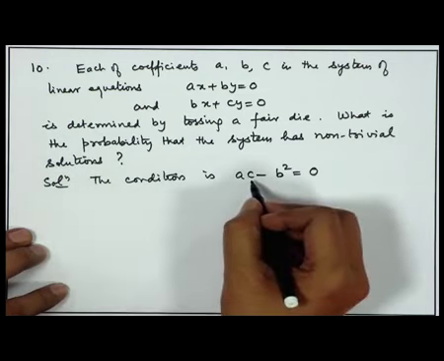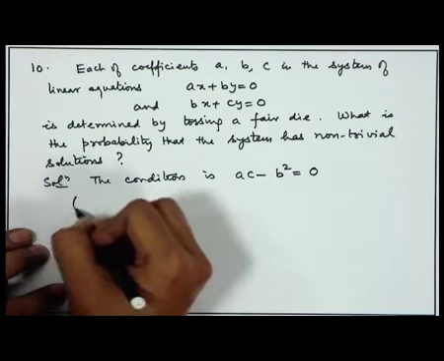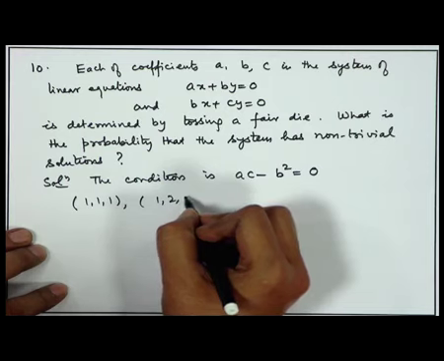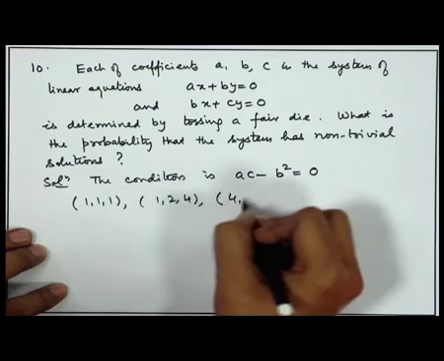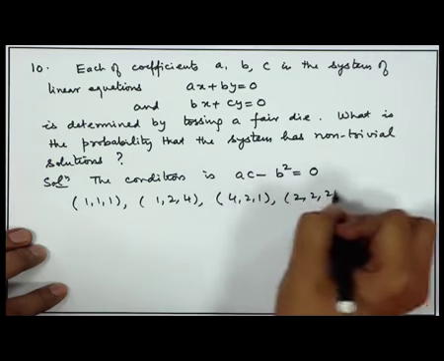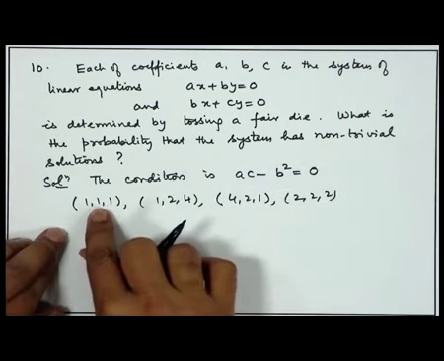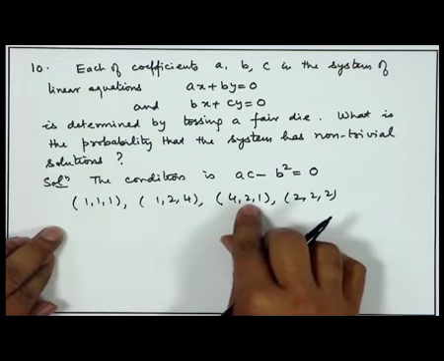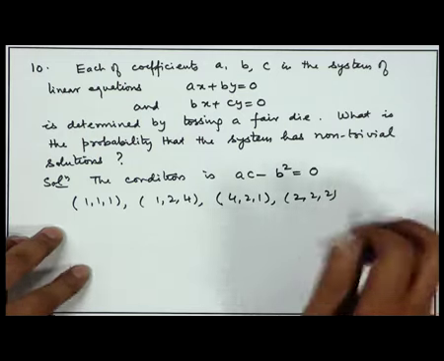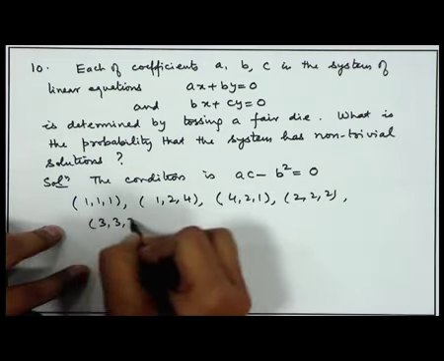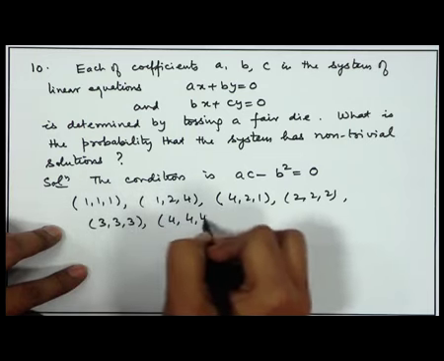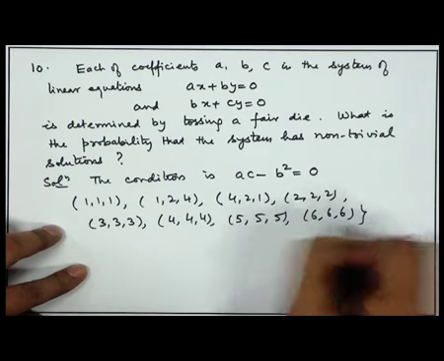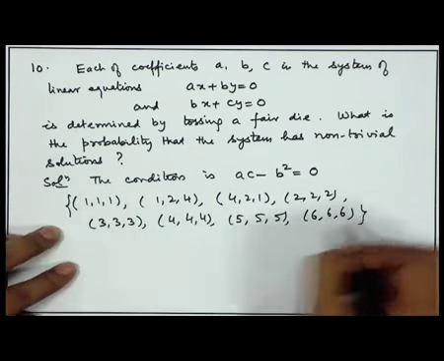So, what are the cases for a b c? You can have 1 1 1, 1 2 4, 4 2 1, 2 2 2. So, you can see here b square is 1, a c is 1, b square is 4, a c is 4, b square is 4, a c is 4, and so on. So, you have these cases 3 3 3, 4 4 4, 5 5 5 and 6 6 6. The total number of cases is 8.